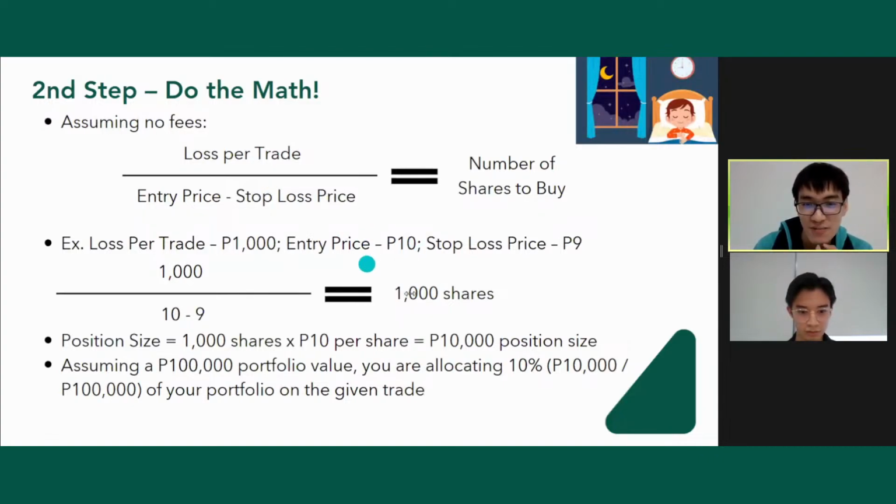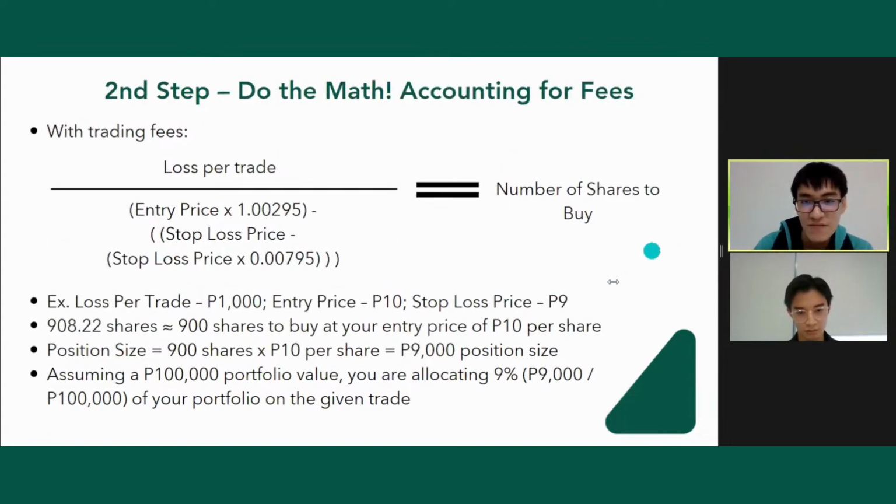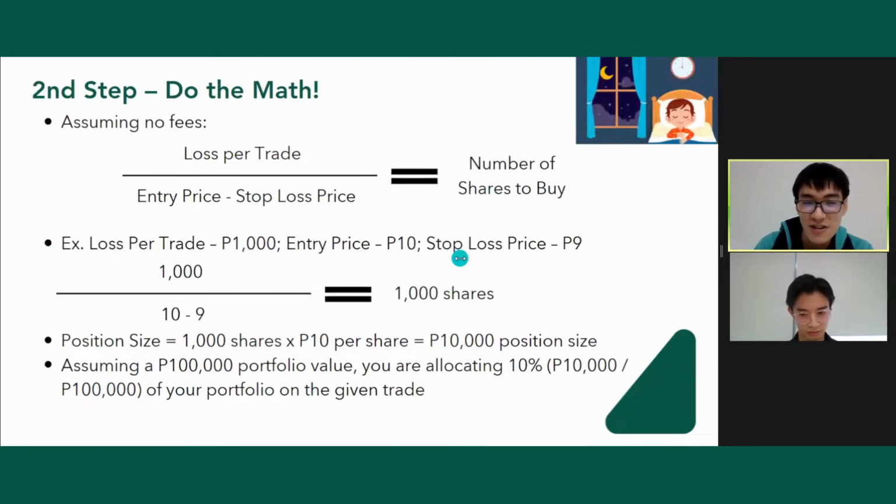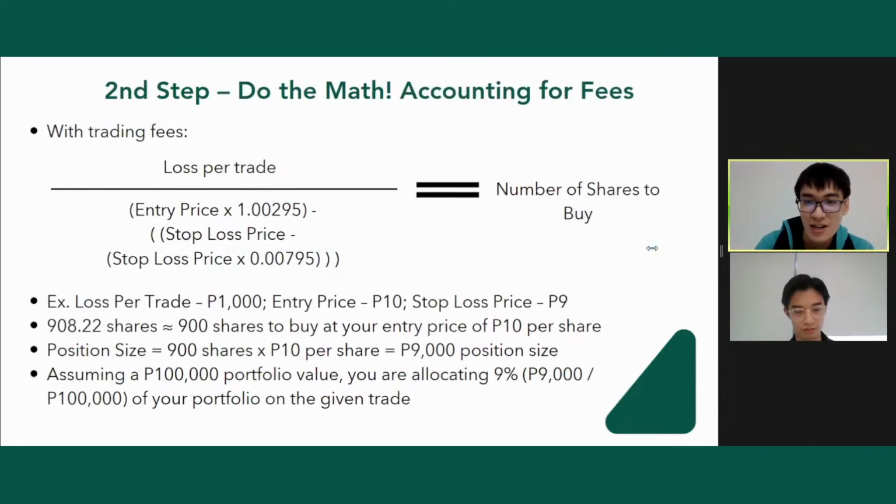Because from this example, you can see that here, assuming no fees, your position size is 1,000 shares, di ba? Pero with fees, naging 900 shares na lang. So parang 10% off lang siya. So if you want a hack, compute mo na lang to times 0.9 to get the position size accounting for the PSE fees. So that's one hack you can do.